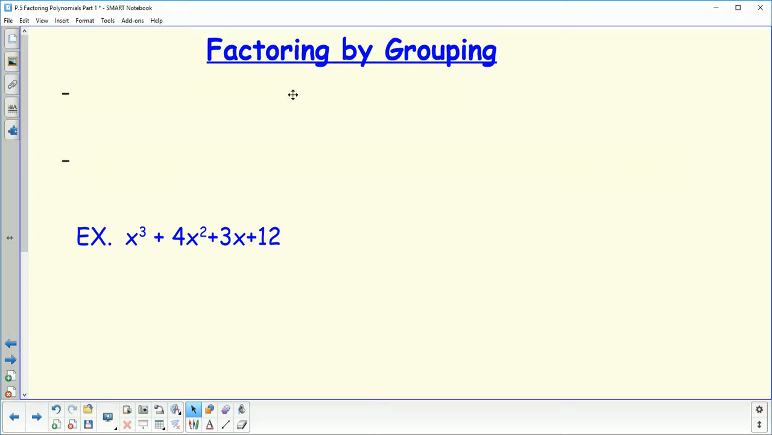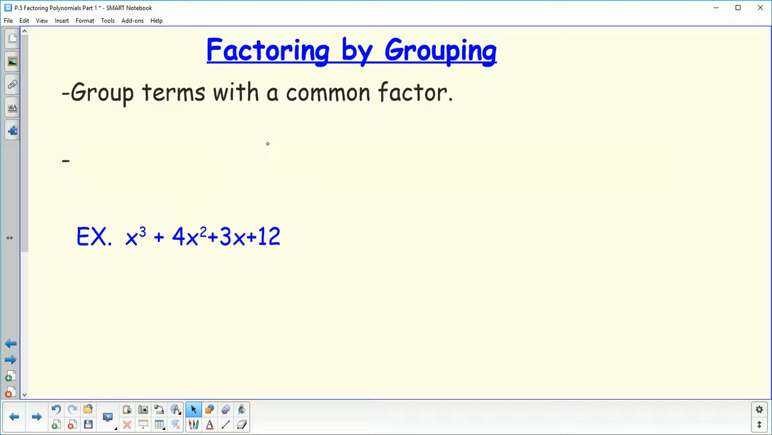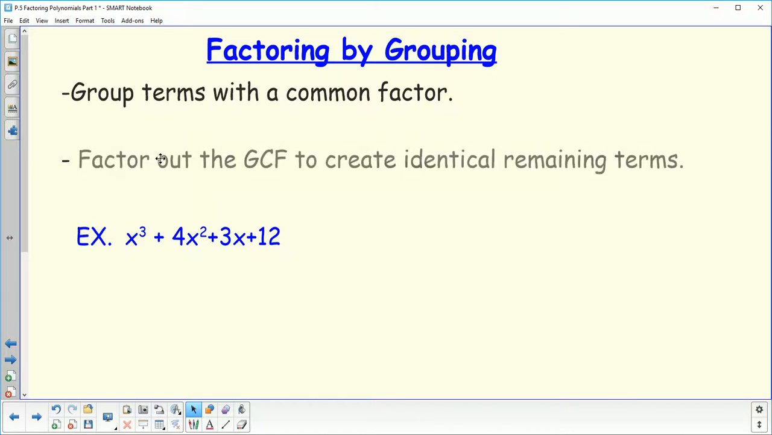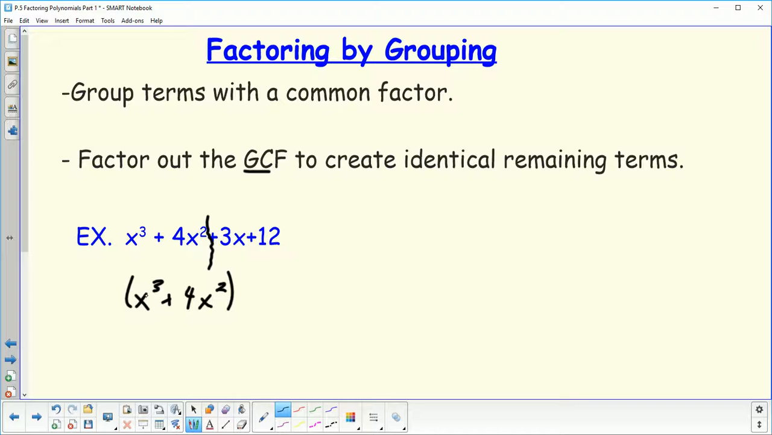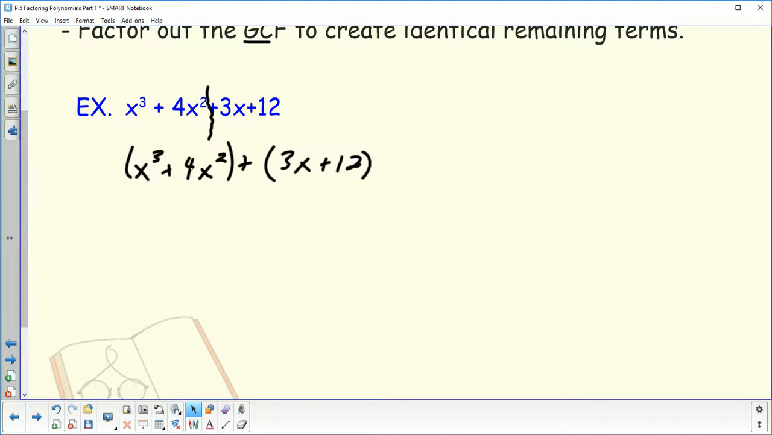Okay, the last one then is factor by grouping, which basically we already did. We're going to group terms with a common factor, so kind of like we had in the last one. And then we're going to factor out the greatest common factor, like we just saw in that last one, to create identical remaining terms. This is basically like we did with the trinomial when we created 4 terms. So you'll hear other teachers call it creating a squiggly there. So we're going to factor by grouping, meaning I am going to group my first 2 terms together, plus I'm going to group my second 2 terms together. And then I'm going to factor the greatest common factor out of each group, ignoring the other one.